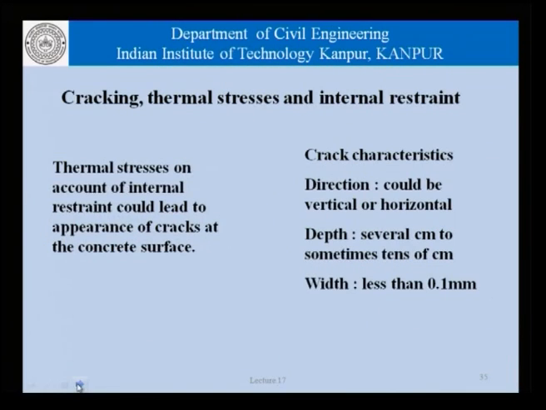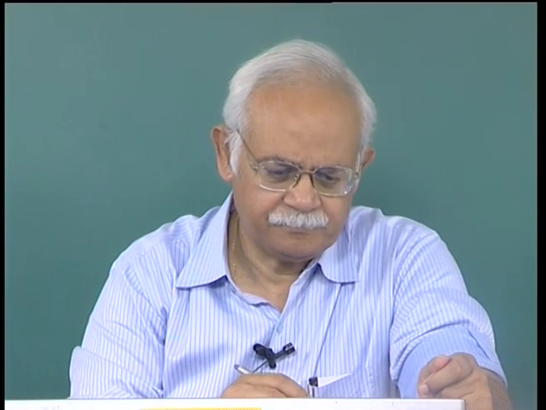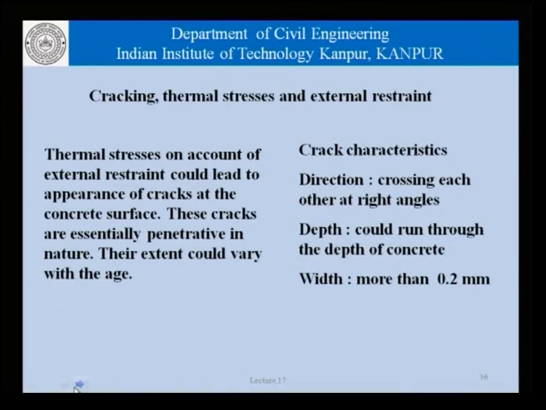As far as cracking due to thermal stresses in internal restraint is concerned, the thermal stresses could lead to appearance of cracks at the concrete surface, which are either vertical or horizontal, which could be several centimeters to several tens of centimeters deep, but they are only about 0.1 mm as far as width is concerned. So, they are not very wide cracks, whereas the cracks on account of external restraint are essentially penetrative in nature and their extent could vary with age.